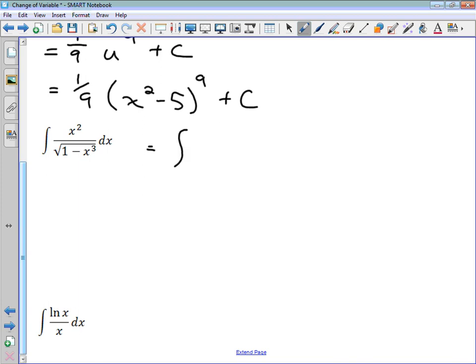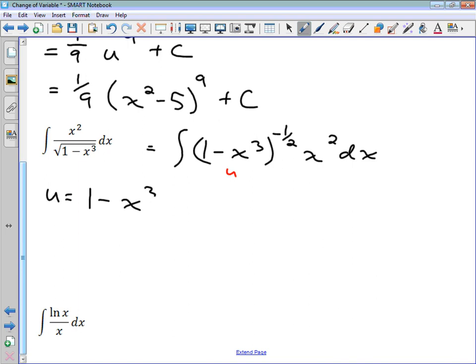Okay, so let's write this as the integral of 1 minus x cubed, and we're going to change that square root to a negative 1/2. And then we'll keep our x squared dx just like this. Okay, so now we want to try to make a substitution here. Sort of identify this inner function and replace it with our variable u. So I think it's this thing inside the brackets that we're going to identify as being u, the 1 minus x cubed. So let's let u equal 1 minus x cubed.